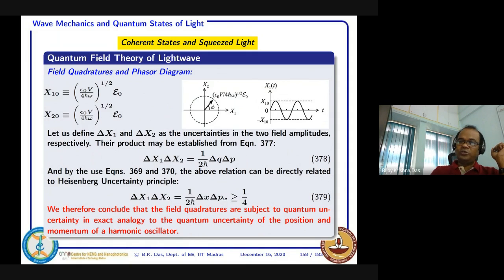Of course, you can see that x1 and x2 are related to sin omega t and cos omega t, and they are related again to the electric field and magnetic field. So basically this delta x1 and delta x2 are actually representing directly the electric field and magnetic field amplitude. Basically they are related, but we are representing them here as a quadrature and dimensionless.